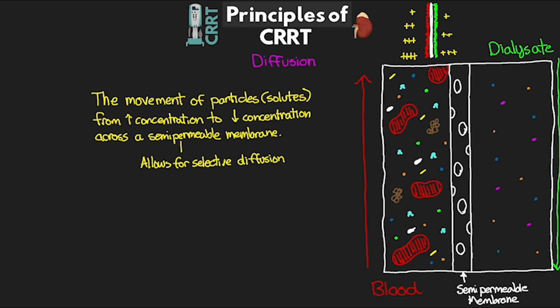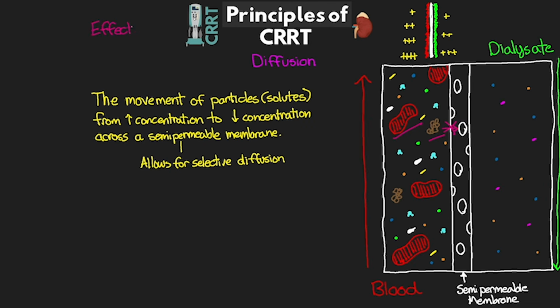So hopefully that makes sense for you guys. So as you can see from the drawing here in the blood, we have things like blood cells and large molecules such as proteins that are going to be too big to cross the membrane. Therefore, only the desired solutes are going to be able to cross.